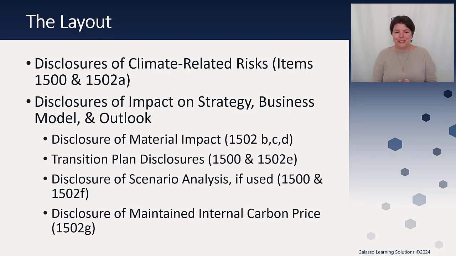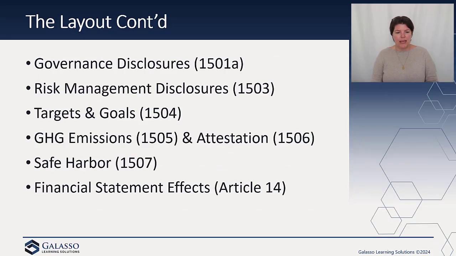There are going to obviously be disclosures of climate-related risks, as well as disclosures of the impact of those risks on strategy, business model, and outlook. You can see here there are different sections within the guidance. They also have governance disclosures, risk management disclosures, and if you set targets or goals, and then what everyone wants to talk about, the greenhouse gas emissions and attestation standards, and then safe harbor, because a lot of this is forward-looking information like our targets and goals. And then the financial statement effects, right? There's a whole section on how certain natural disasters have impacted the financial statements.